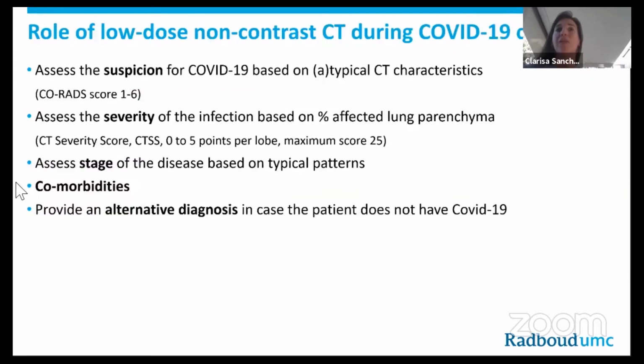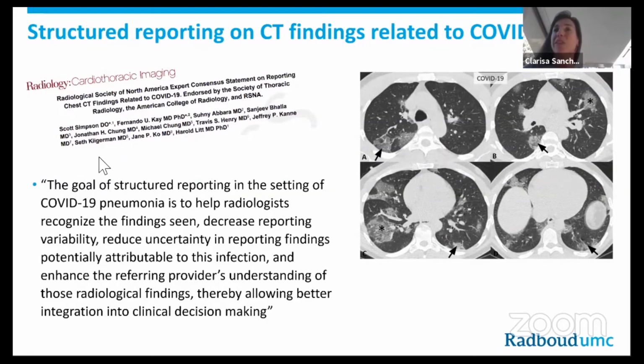I show here these scorings because radiologists usually assess these features based on reporting scores or reporting schemes. This structured reporting is very well recommended in this crisis because it can reduce the uncertainty in the reporting findings and decrease the reporting variability. Especially, as this last part of the article says, it is going to help the communication between the different clinicians that are treating the patient, and it's going to enable faster decisions for them.